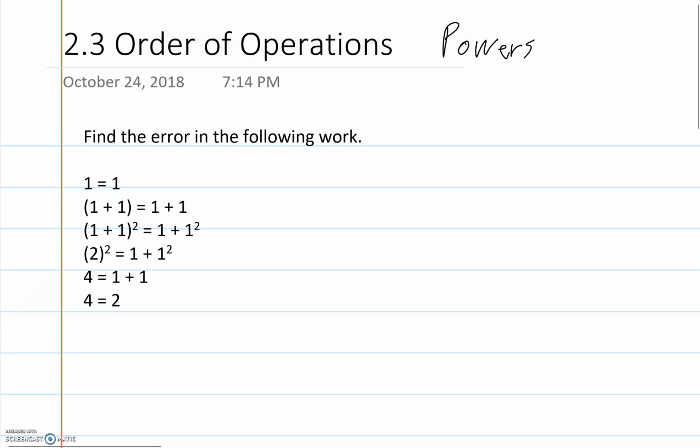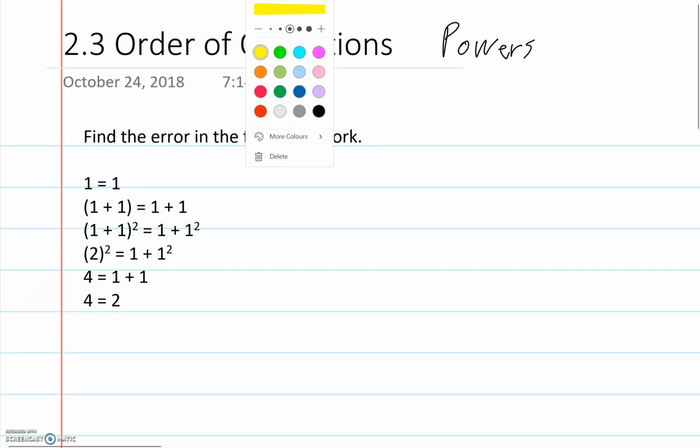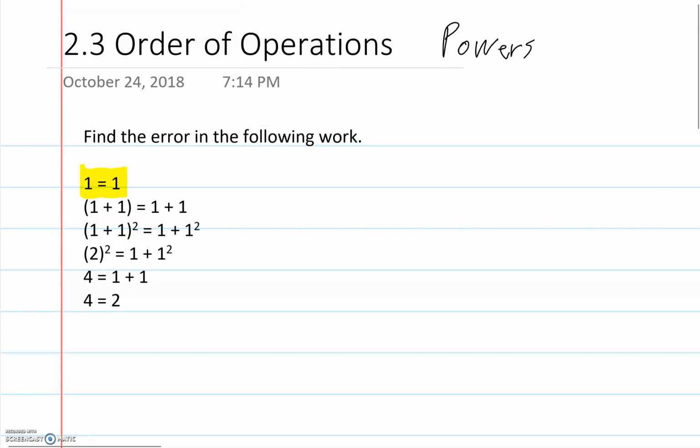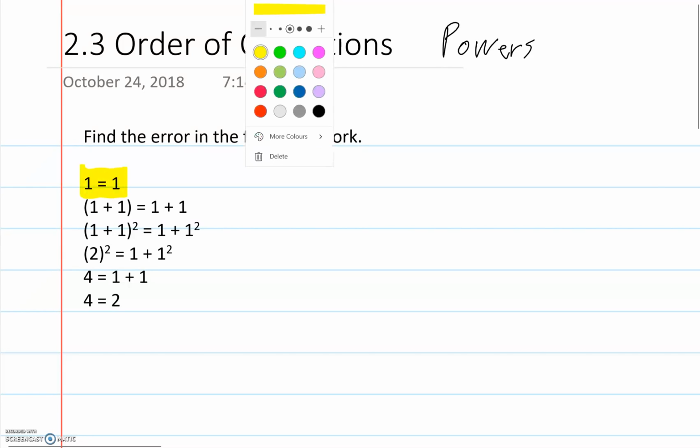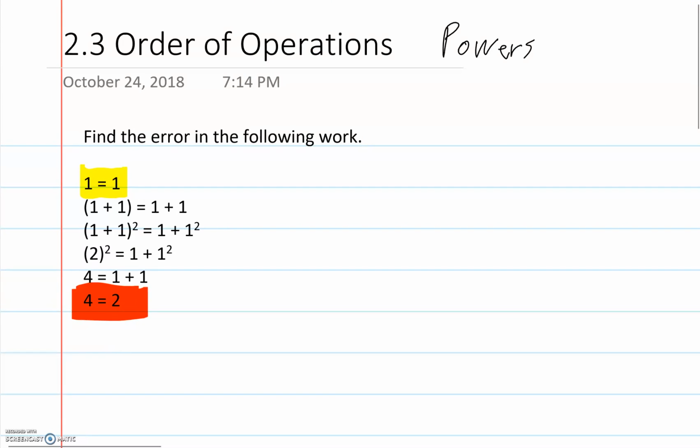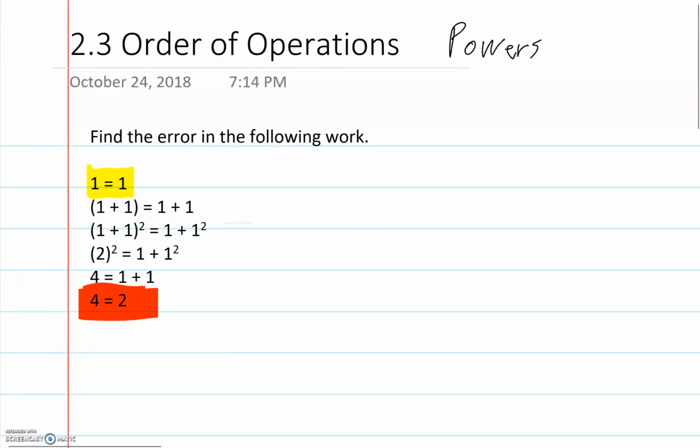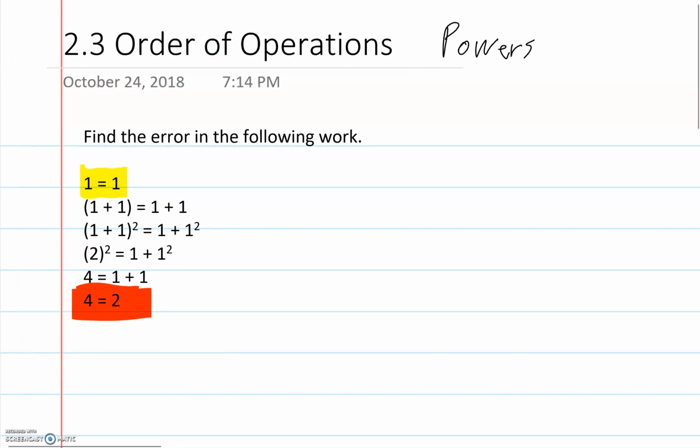So first of all, we're going to look at this question, and hopefully by the end of it you can understand the importance of order of operations. The first thing I want you to notice is that we start with this premise, 1 equals 1, that we all, hopefully, can agree with. Then, at the end, we get to 4 equals 2, which is most obviously wrong. So hopefully we see that there's some sort of error in the work because it got from something that's true to something that's not true, so there must be something wrong. So we're going to look through step by step and see if there was any step that was wrong.